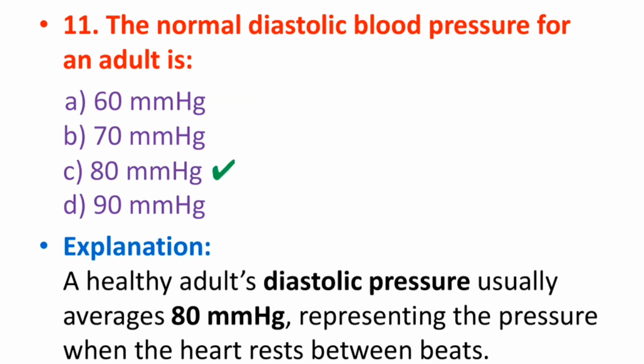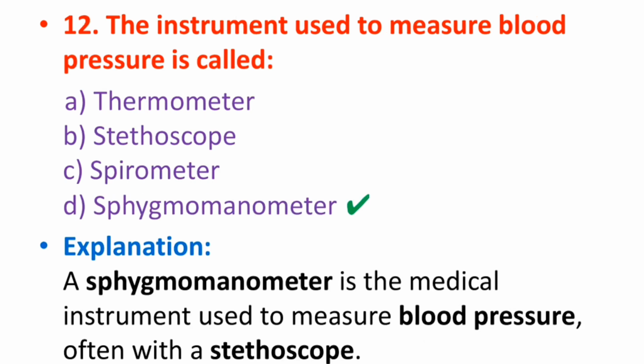The normal diastolic blood pressure for an adult is option A, 60 mm of Hg, option B, 70 mm of Hg, option C, 80 mm of Hg, option D, 90 mm of Hg. The correct answer is option C. A healthy adult's diastolic pressure usually averages 80 mm of Hg, representing the pressure when the heart rests between beats. Normal diastolic blood pressure for an adult is 80 mm of Hg.